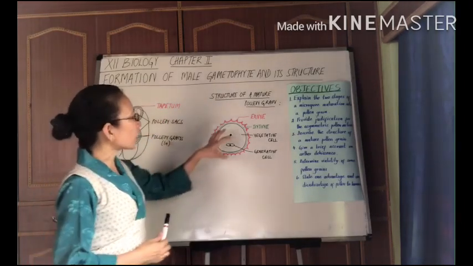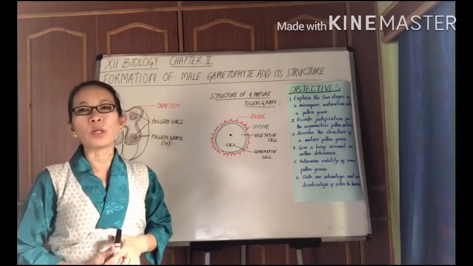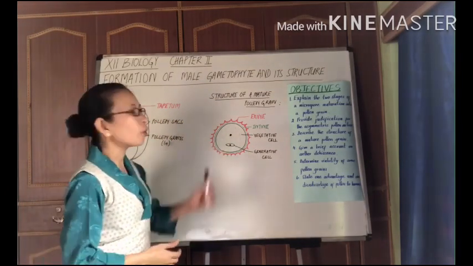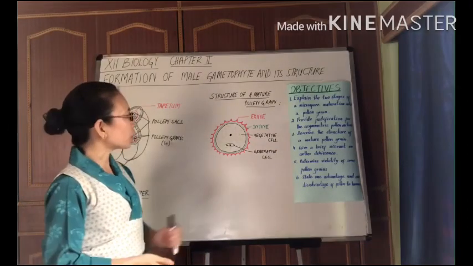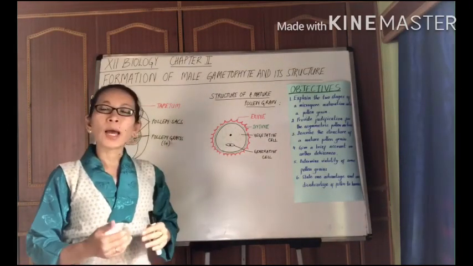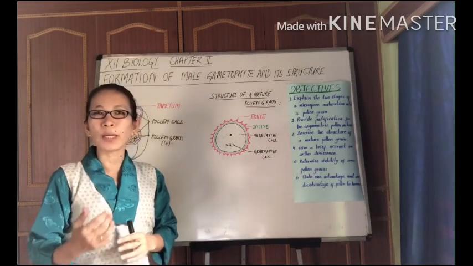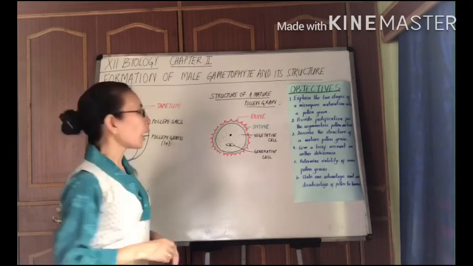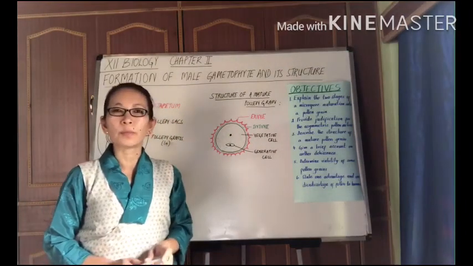So let's try to have a more detailed understanding about the structure of a pollen grain. I have a structure of a mature pollen grain here. Now what we learned was that the microspore has resulted in the formation of two unequal cells because of the asymmetric pollen mitosis, and these cells were the vegetative cell and generative cell.